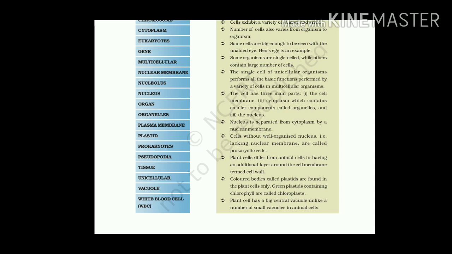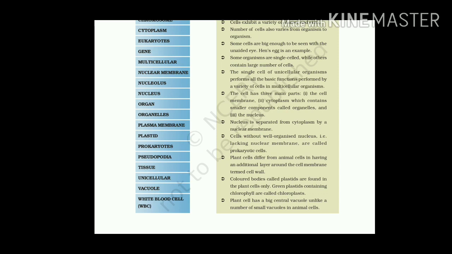The single cell of a unicellular organism performs all the basic functions performed by a variety of cells in a multicellular organism. The cell has three main parts: the cell membrane, cytoplasm, which contains smaller components called organelles, and the nucleus. The cell nucleus is separated from cytoplasm by a nuclear membrane. Cells without well-organized nucleus, that is, lacking nuclear membrane, are called prokaryotic cells.